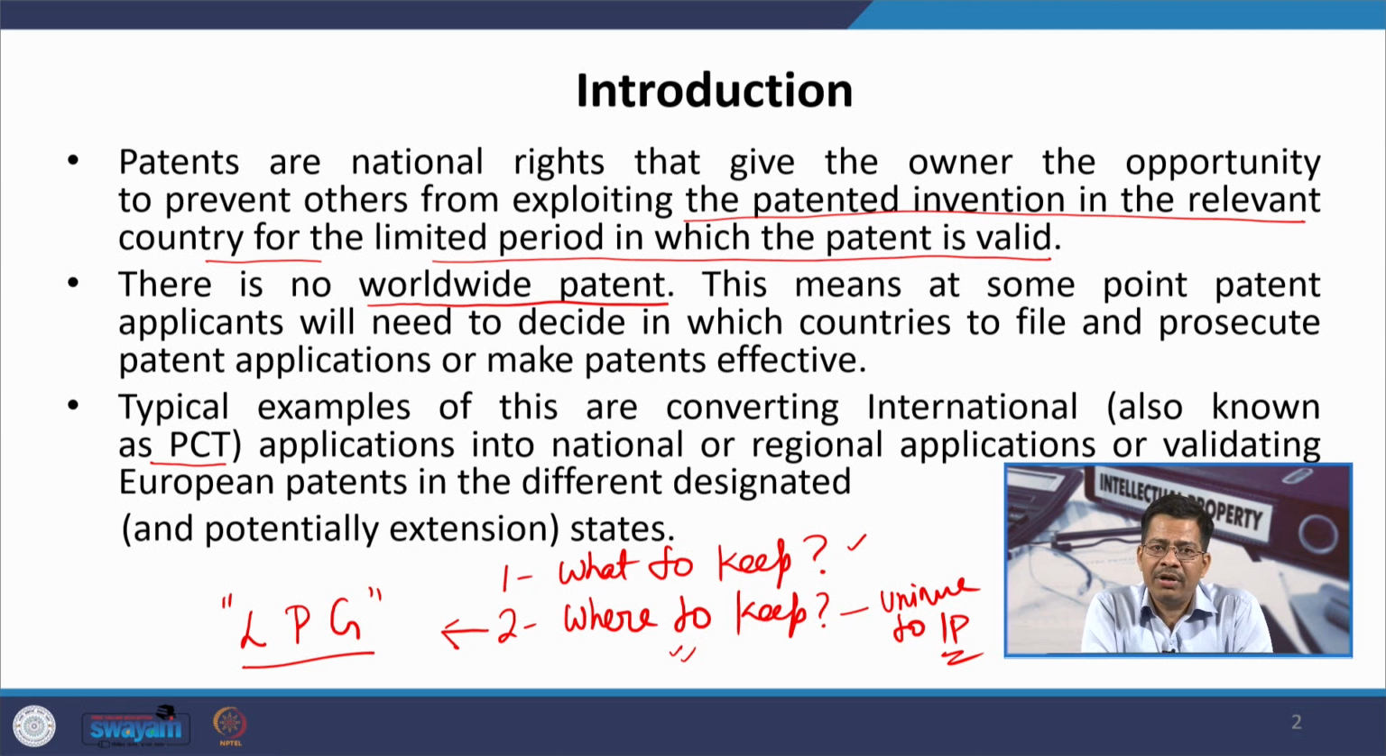A similar possibility exists for Indian inventors and Indian businesses. Indian businesses can also become global businesses one day, or they may find markets in other countries, maybe in underdeveloped countries, maybe in developed countries also. That is the reason there has to be a system of foreign protection of your intellectual property, and that is where the question of where to keep it arises.